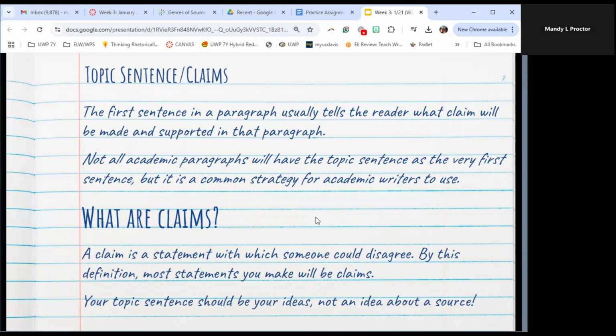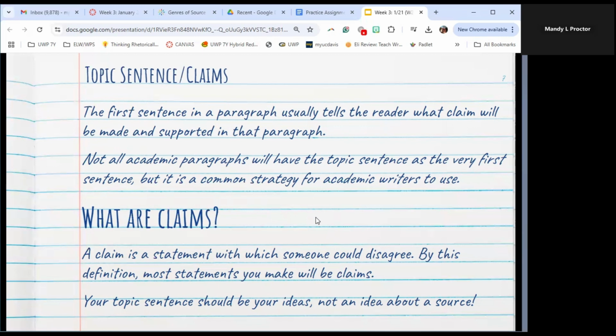Okay, so for your topic sentence and claim, you really want to think about what you're saying in a particular paragraph, what you want your reader to walk away with. So that first sentence in a paragraph is usually going to tell a reader what claim will be made and supported in that particular paragraph. As an aside, not all academic paragraphs will have the topic sentence as the very first sentence, but it is a common strategy.